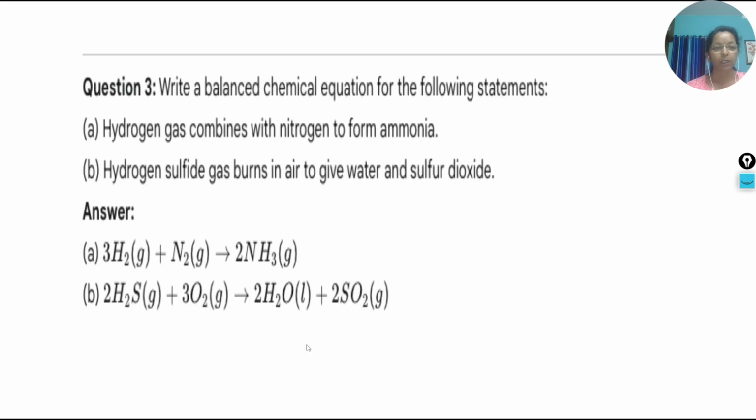Okay, now a few more examples are given. Here the word equation or the sentence is given. There we have to convert that sentence into an equation, then we have to balance it. Two steps are coming. Hydrogen gas, nitrogen, ammonia, hydrogen sulfide, sulfur dioxide. These are the things. The only thing new to you is ammonia, and the formula of ammonia is NH3.